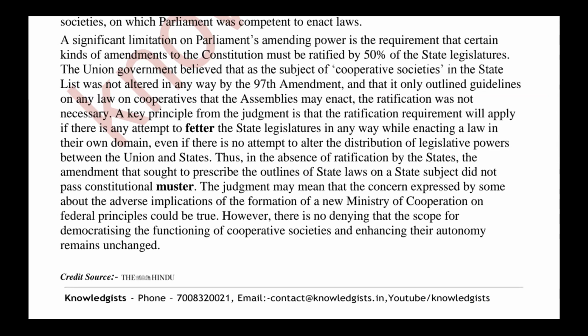However, there is no denying that the scope for democratizing the functioning of cooperative societies and enhancing their autonomy remains unchanged. There is no denying it. It means the scope for democratizing will enhance the democratic functioning of cooperative societies and will enhance their autonomy, which will never be altered.